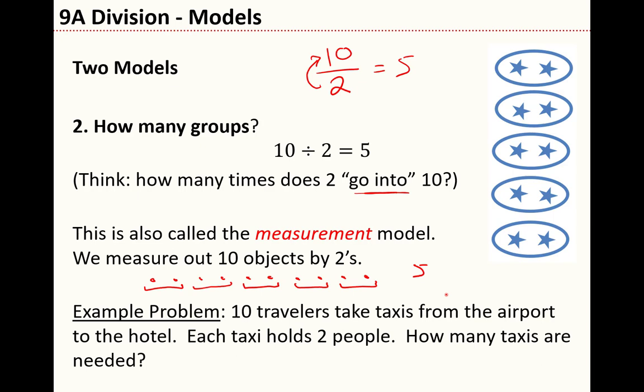So here's an example problem. 10 travelers take taxis from the airport to the hotel. Each taxi holds 2 people. How many taxis are needed? So, of course, it's still the same division problem as before. 10 divided by 2 equals 5. But conceptually, it's a little different, right? I have 10 travelers.